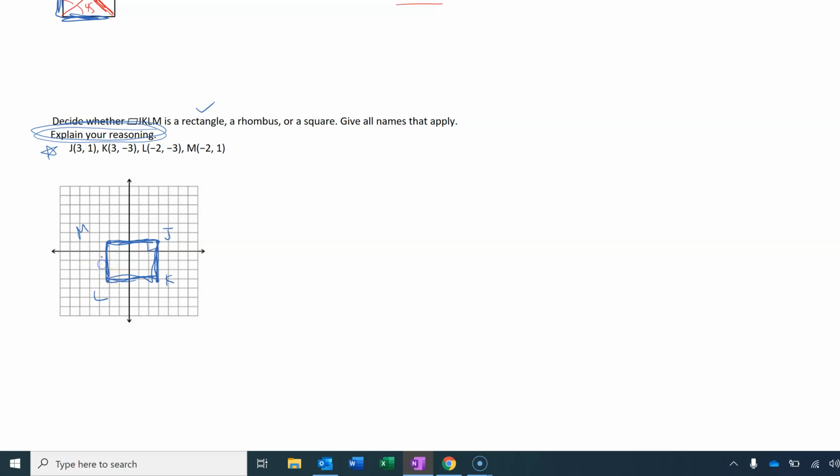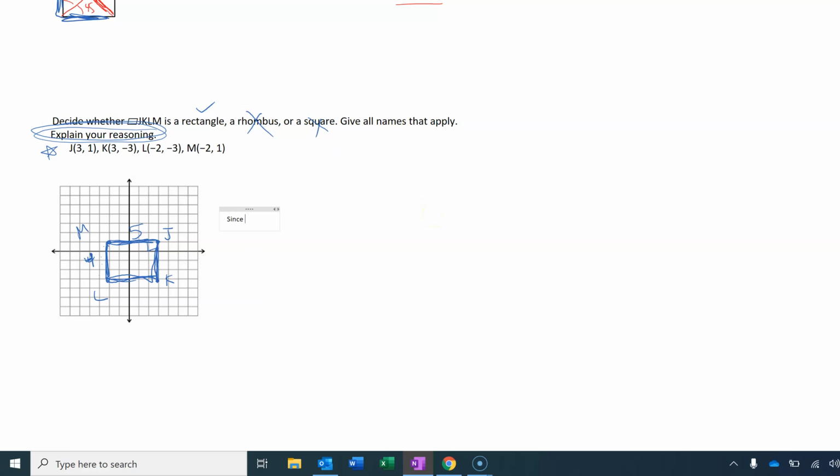So let's see, 1, 2, 3, 4. ML has a length of 4. MJ is 1, 2, 3, 4, 5. So we know automatically that it's not going to be a rhombus and it's not going to be a square. So now comes the time for us to explain our reasoning. There wasn't a lot of math to be done there as far as calculations. So most of the work's going to be here in our explanations.